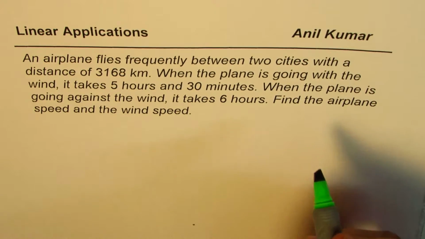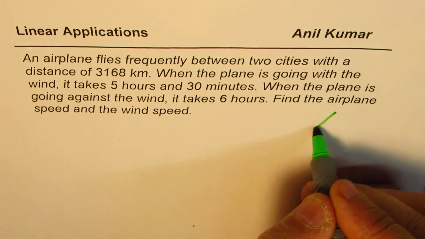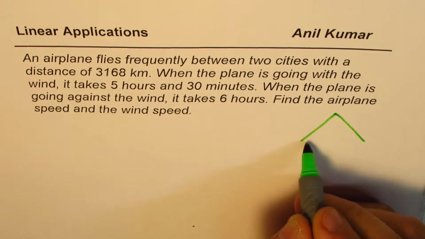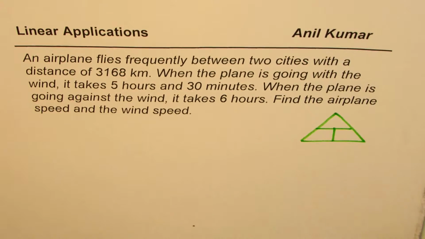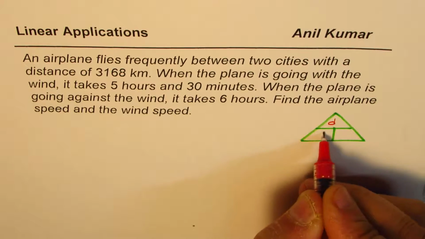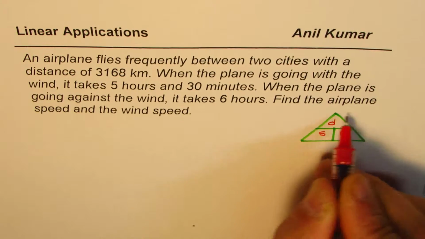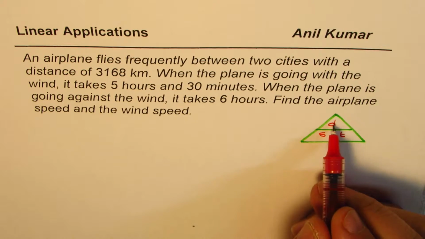time, right? So for that, let me make a triangle here, a distance, speed and time triangle. This is very important to understand. How are they related? Distance, d, is equal to speed into time. So that is the relation, right? That is a multiplier. These two get multiplied to get distance.